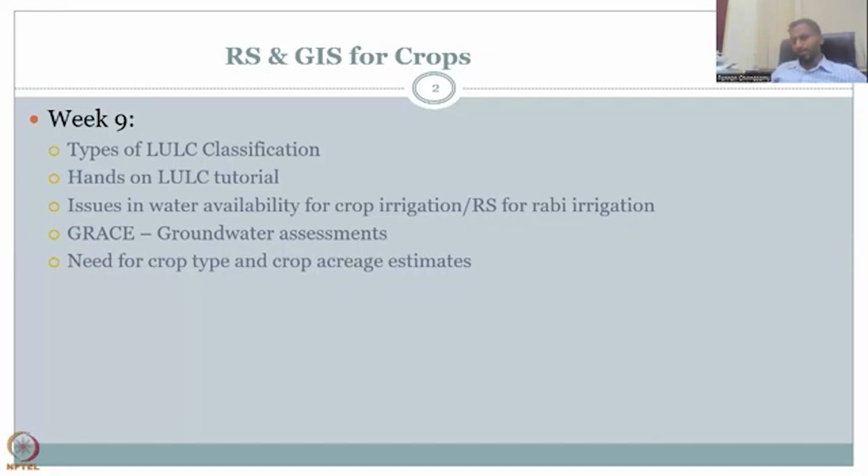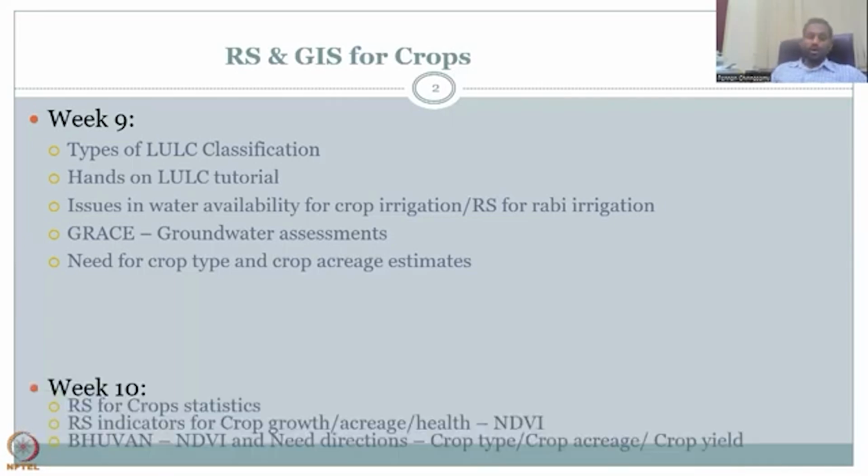The slope should be the same, and you would see that soil moisture comes in, so the sinusoidal curve was there. Then we found out that after groundwater, we also need crop type and crop acreage estimates. We discussed who are the key stakeholders that require this data and use it for rural development.